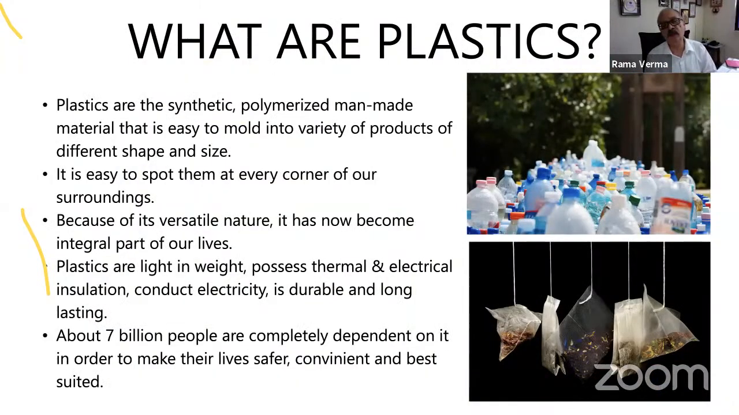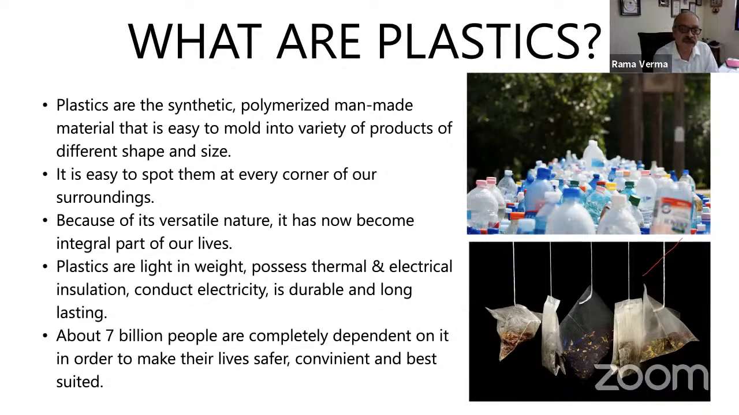So let's go one by one for the students. What is a plastic? Because we use plastic everywhere, as I told you in the beginning, for storage, for drinking, for everyday life. Plastic is a synthetic, polymerized, man-made material that is easy to mold. You can mold it into a variety of products, different shapes and sizes. Basically, this started with the refineries, because refinery waste came and we wanted to use it in some products, and that byproduct of the refinery is basically plastic material.